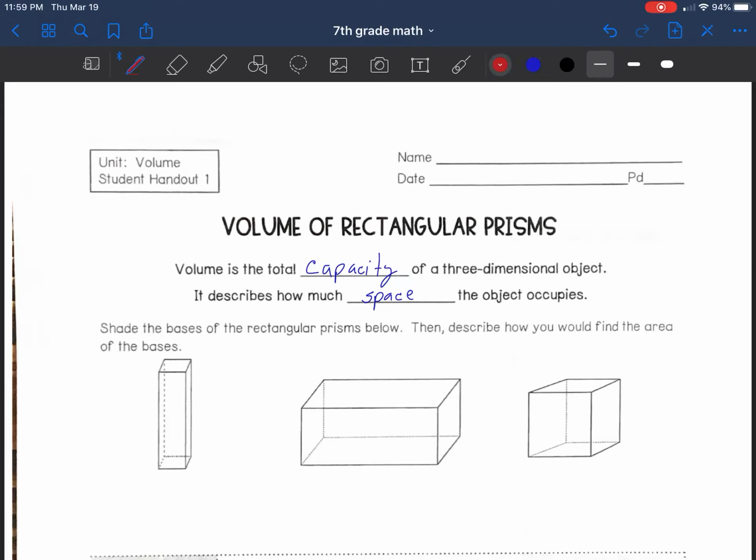So our bases are right here. Right here. Right here. And right here. Now, if you think about it, if we wanted to find the area of our bases, our shapes are either a square or a rectangle. The area of a rectangle or a square is length times width.